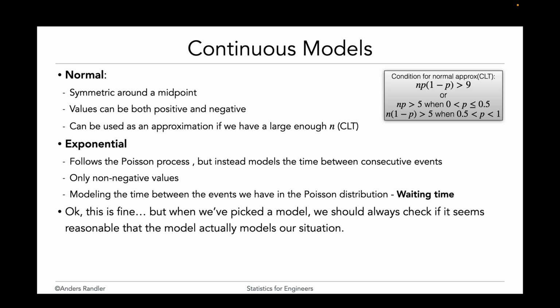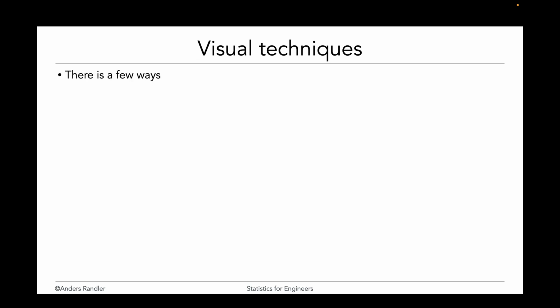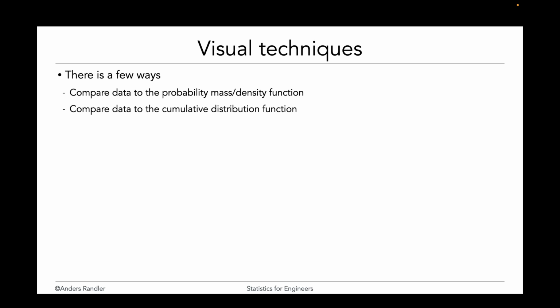Okay, this is fine, but when we've picked a model, we should always check if it seems reasonable that the model actually models our situation. So how do we do that? Well, there are a few visual techniques, of course. Compare the data to the probability mass or density function. Compare the data to the cumulative distribution function. Or you could actually use QQ plots in, for example, R.